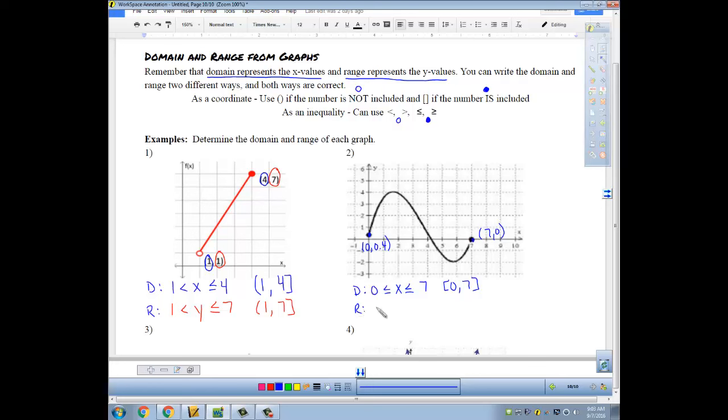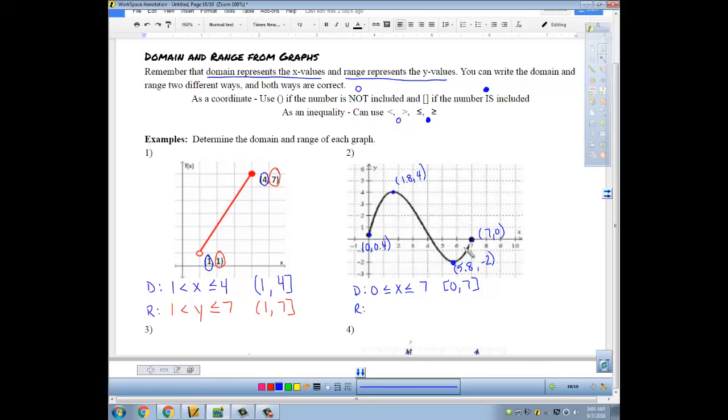Your range, you're looking for your smallest or your lowest point and your highest point. Your highest point looks like it's right here, so that's probably about 1.84. Then your lowest point, about right here, that's maybe 5.8, -2.